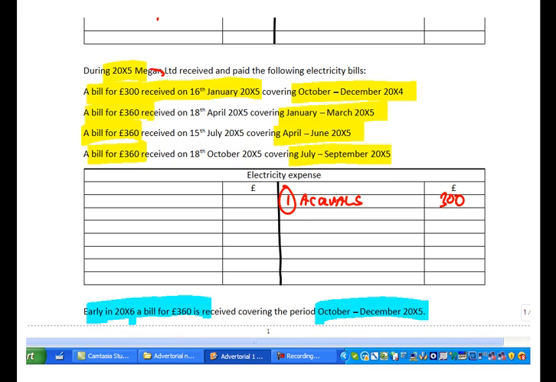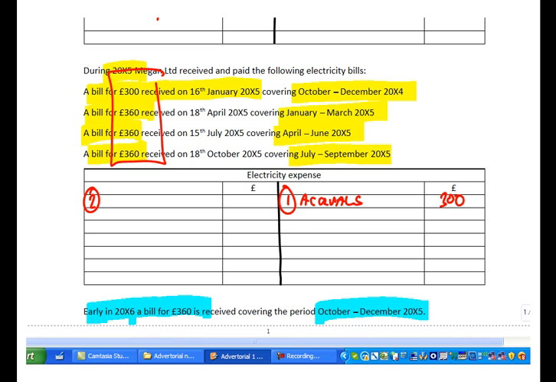Now we actually had 4 cash payments during the period. We had the bill for 300 that actually related to the previous year, and then 3 bills that actually relate to XD5. But let's post those cash payments. Now the double entry for these cash payments will be credit cash, because we'll have written checks for each of these amounts, so they will have reduced our bank account.